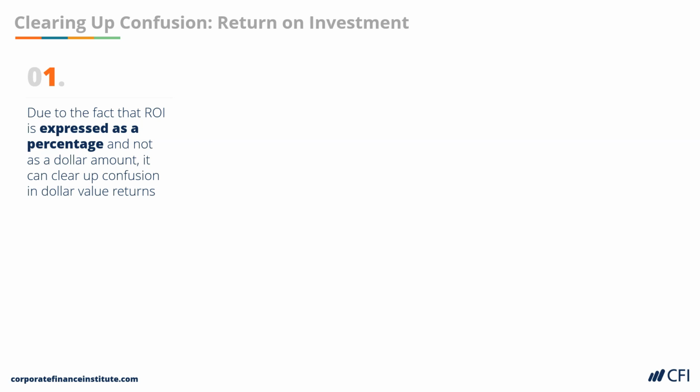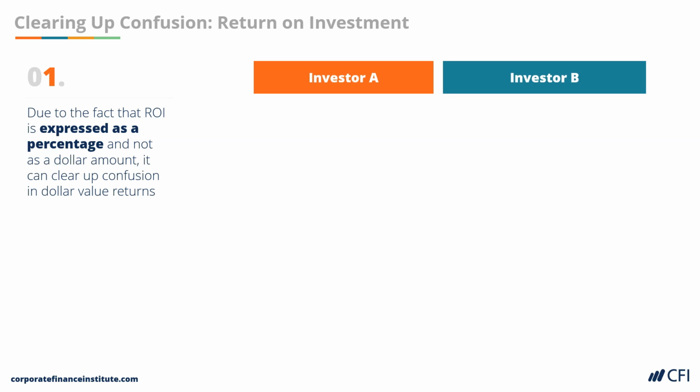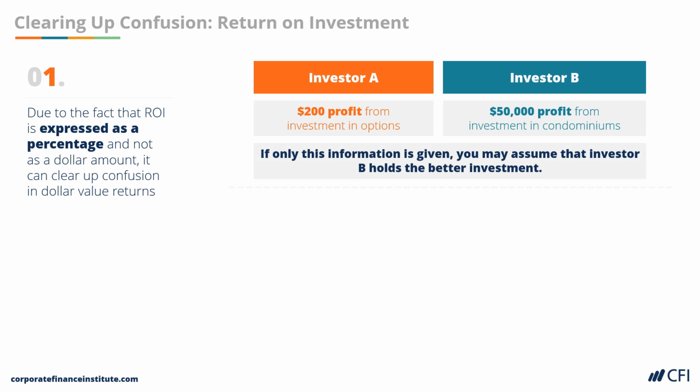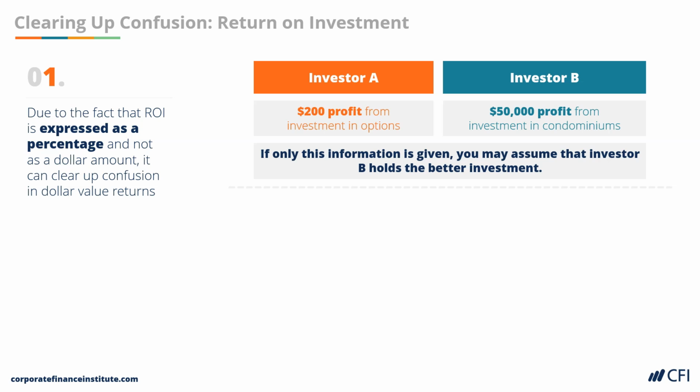Let's compare two investors, Investor A and Investor B. Investor A gained $200 of profit from investing in options. Investor B gained $50,000 from investing in condos. On paper, it looks like Investor B made a much better investment, right? Now let's factor in the costs of their investments and how this affects the return.